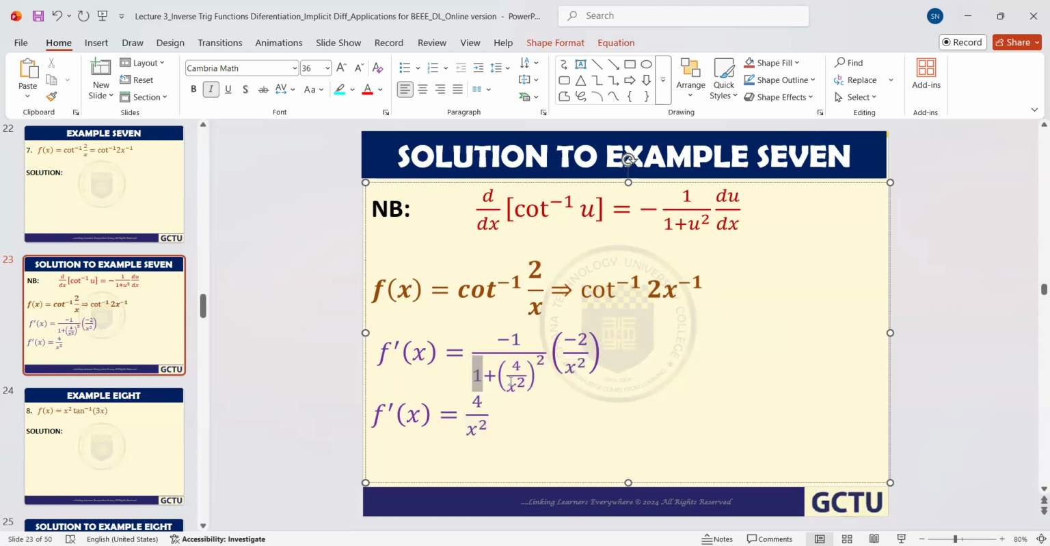That is for this term here, x squared. And then this term, which is left here, the denominator, into brackets, I'm going to get 1 plus, that will be 8. 8 divided by x to the power 4.